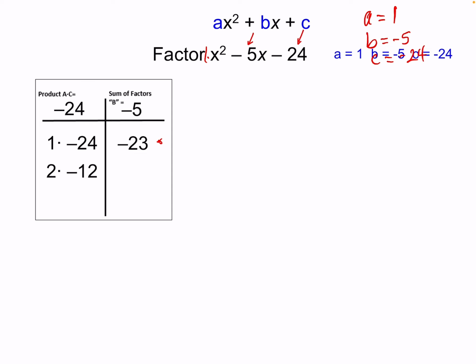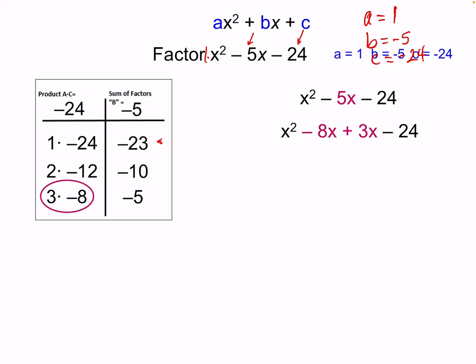2 times -12 equals -24. When I add those two together, what's 2 plus -12? That's -10. Okay, let's try 3. 3 times -8 is -24. When I take 3 plus -8, I get -5. And that's what I'm looking for. There's the pair of numbers I'm looking for. Okay?